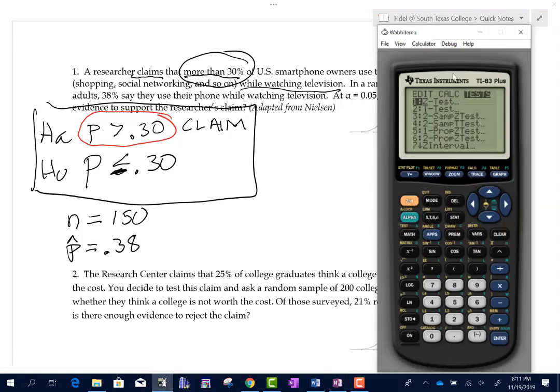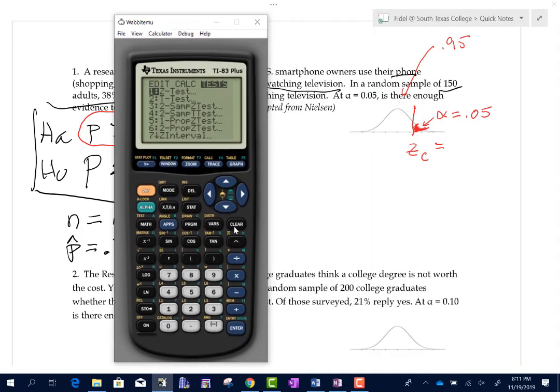I'm going to go inverse norm, because my calculator tells me the area to the left. My area to the left is 0.95. Guys, I want you to think about it. What's the z-value that's right in the middle? Do you remember? 0. So if we're over here, what kind of z-value should we get? Positive or negative? Positive.